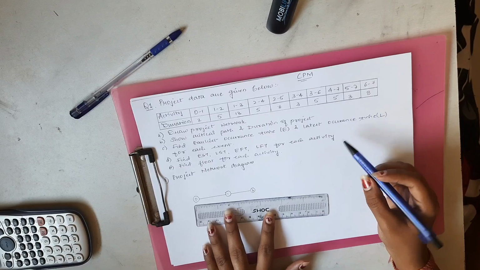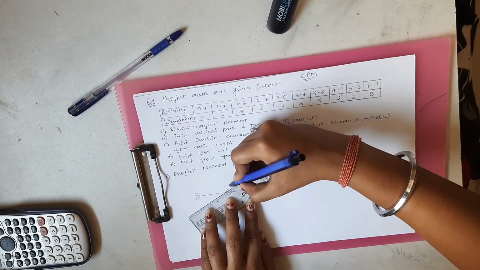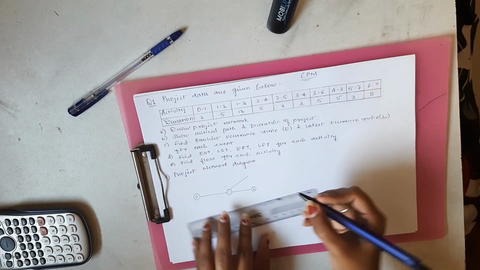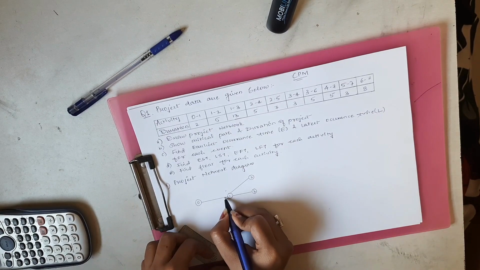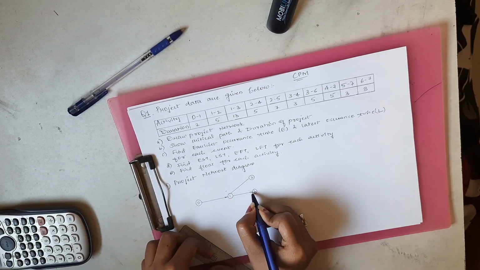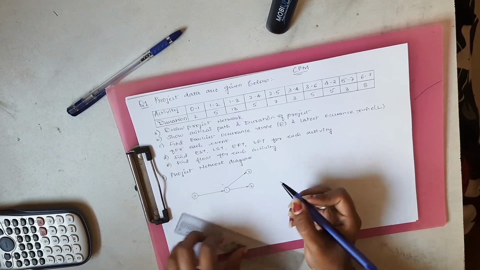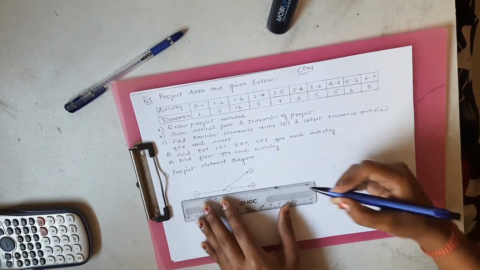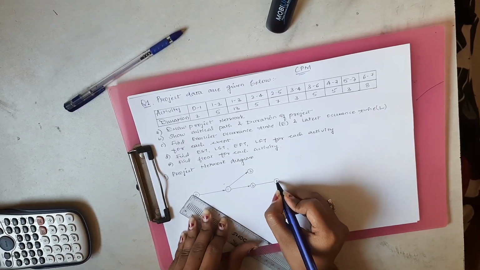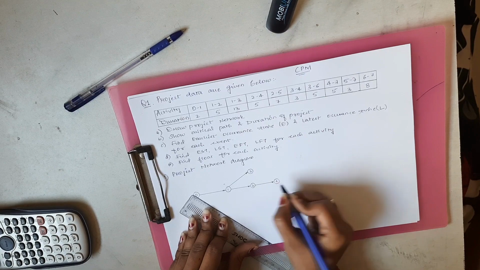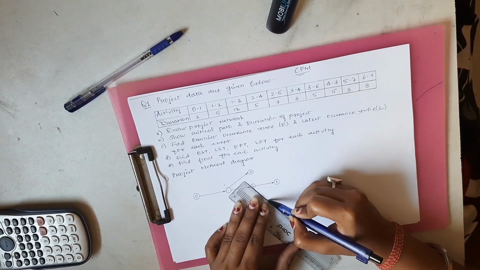Then after 2 we have 1 to 3. So from 1 there is 3. And simultaneously you need to draw the arrows as well, so that there is no confusion when you are referring to the project network diagram. Then after 2 we have 4. Let's draw 4. Then after 2 we again have 5. So let's draw it from here.